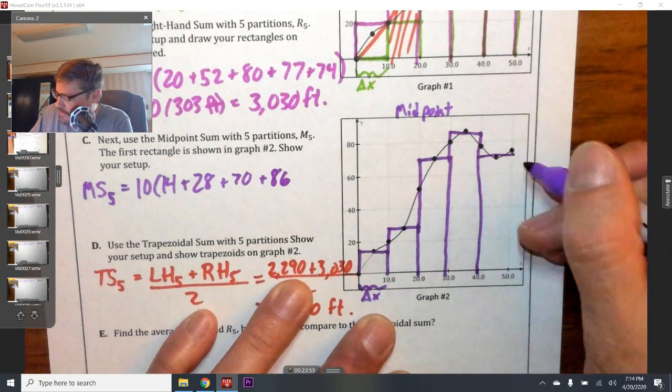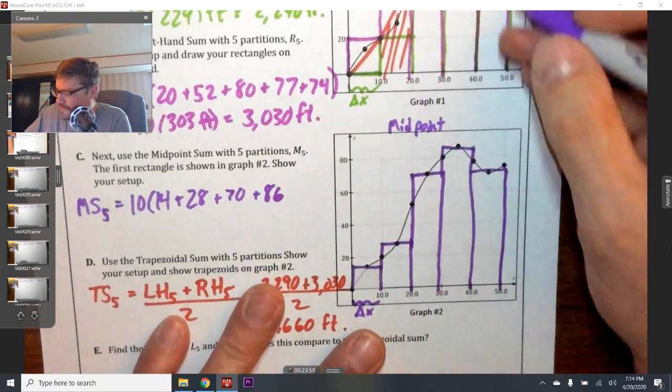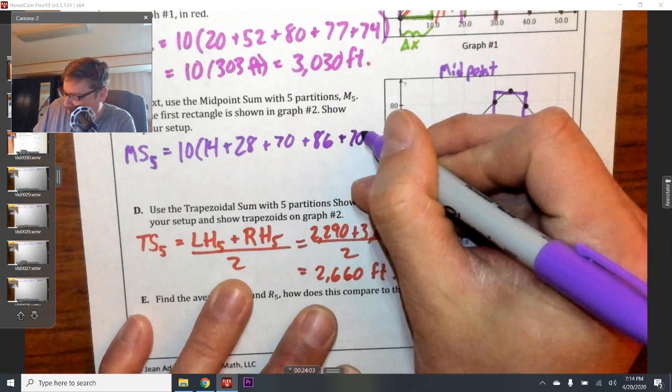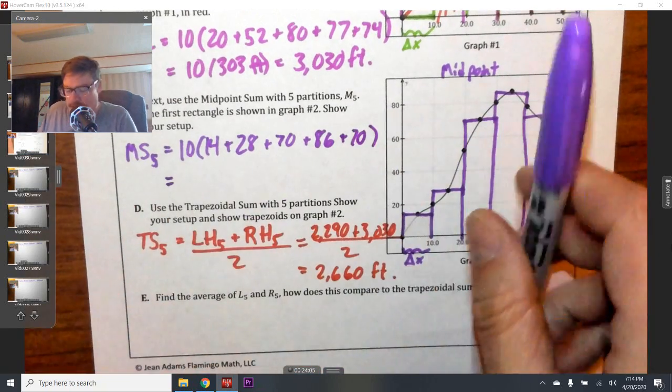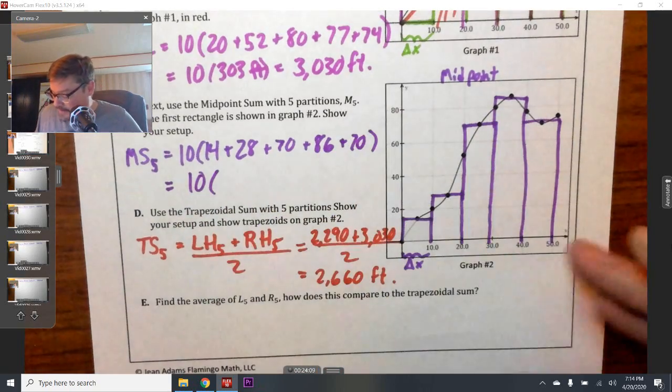Midpoint at 35 is 86. Okay, midpoint at 45 is actually 70. Okay, ladies and gentlemen, that's it. We've essentially got Riemann sums.